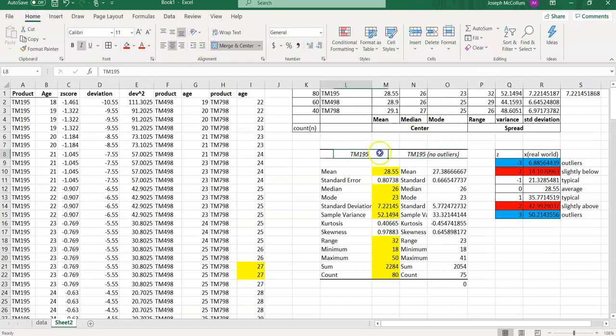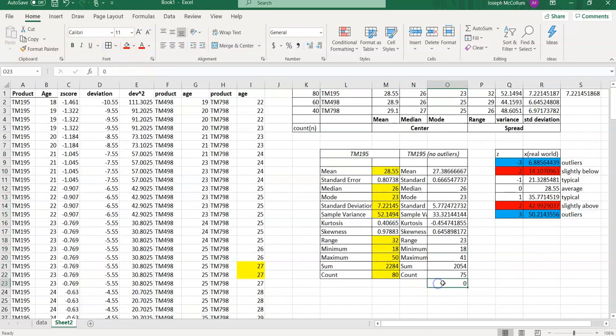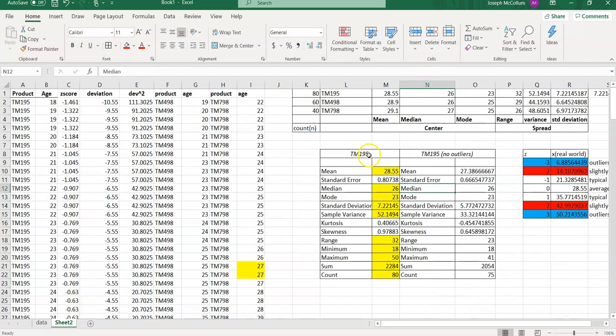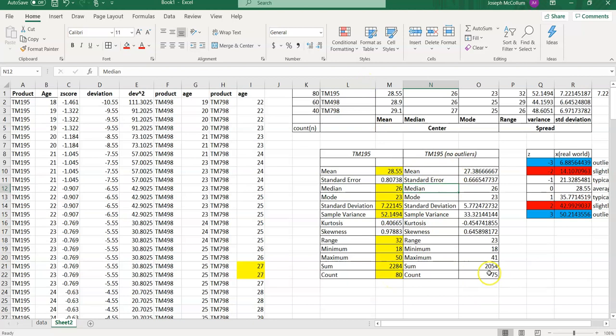And to be honest, that is really cool what I have here between these two pieces. I have my TM195 for all my customers, 80, and then my non-outlying customers, the 75. And now I can compare and contrast. How much did my having taken out my outliers affect my mean? Look at that. It went down by just 1, so not much.